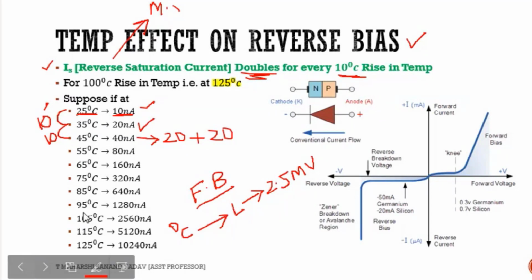Is it clear? Or any doubts? So you can expect this temperature effect for 2 marks generally. If you remember only 2 points, you will be able to write it. For forward bias characteristics, it is getting left shifted per degree centigrade rise in temperature at a rate of 2.5 millivolt, whereas for reverse bias, the current is getting doubled for every 10 degrees centigrade rise in temperature. Clear with this concept? Or any doubts?